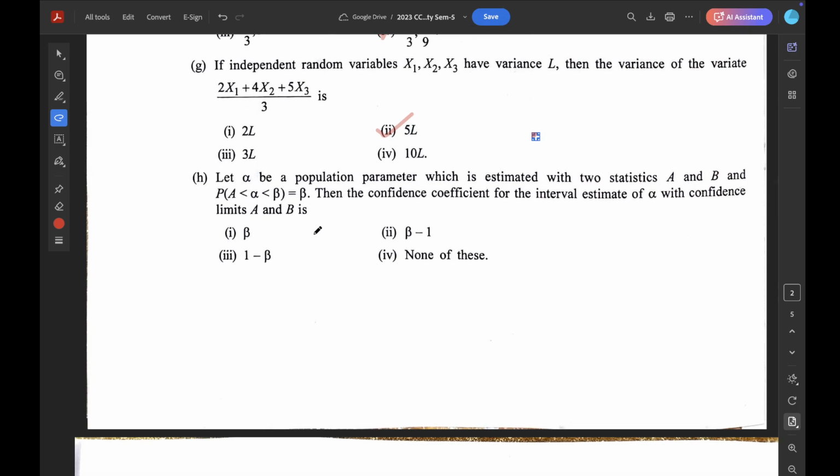Next question H. If alpha is a population parameter which is estimated with two statistics A and B, and probability of A less than alpha less than B equal to beta, then the confidence coefficient for the interval estimate of alpha with the limits A and B is what?